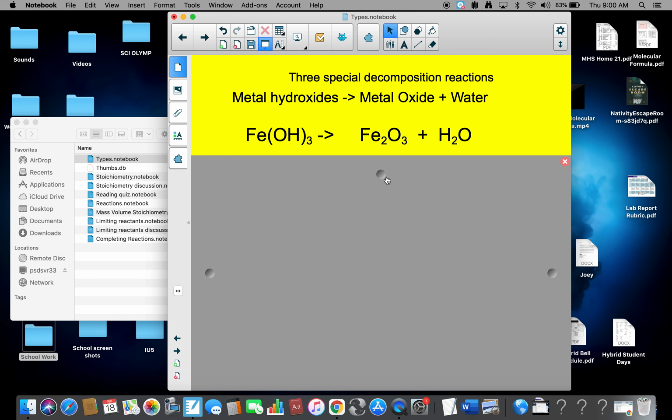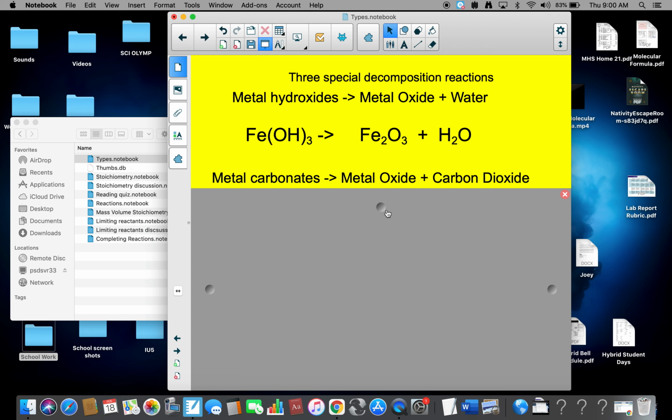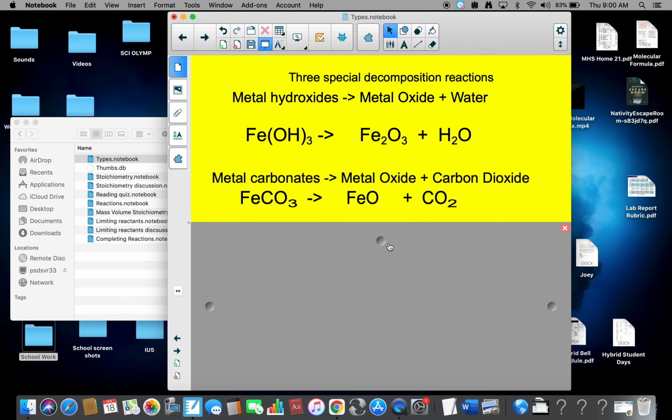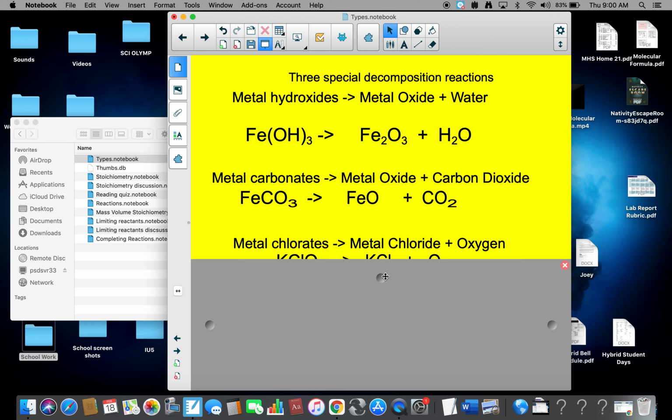We'll balance this in class. Metal carbonates, which form metal oxides plus carbon dioxide. Iron 2 carbonate forms iron 2 oxide plus carbon dioxide. We'll balance that one in class. And metal chlorates, which form metal chlorides plus oxygen. Example would be potassium chlorate forms potassium chloride plus oxygen. All right, we'll balance that one in class.